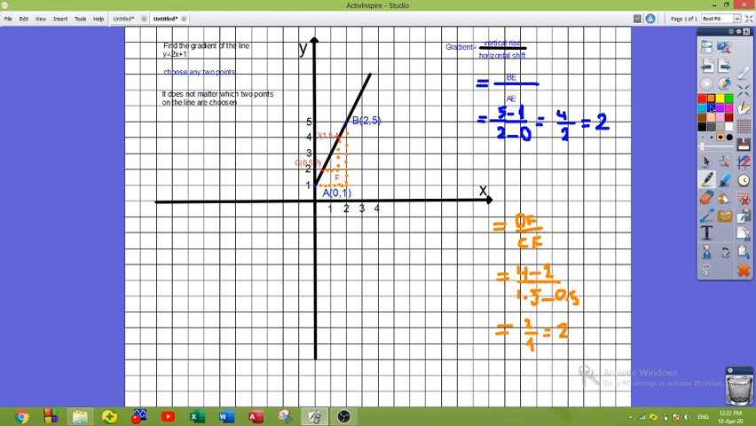As you see, at the end we found the same gradient, and it doesn't change. With this, we finish our lesson today.